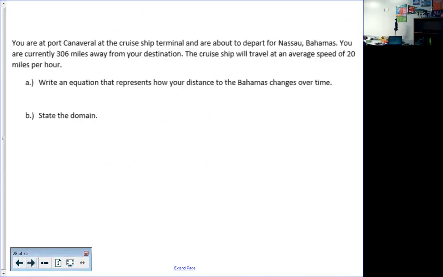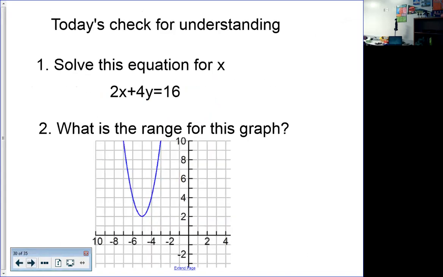Let's go to your check for understanding for today. In today's check for understanding, you got 2 problems. One is a review. I want you to go ahead and solve this equation for x: 2x plus 4y equals 16. If you need help on this, go back to your literal equations notes to help you find the answer. Once you got it, you will type your equation into your check for understanding.